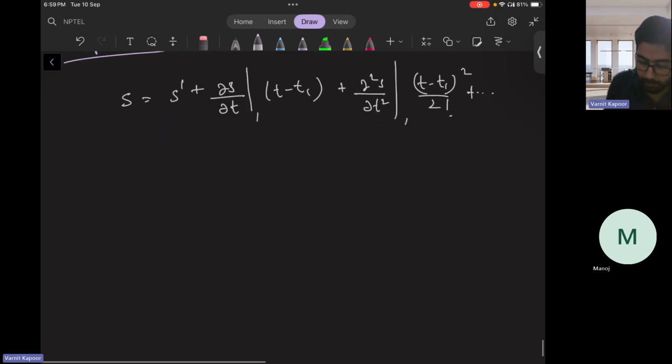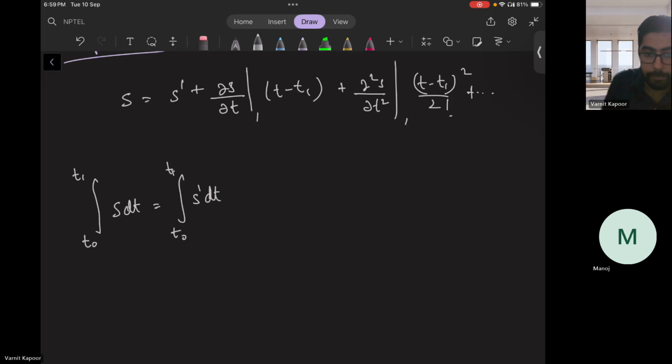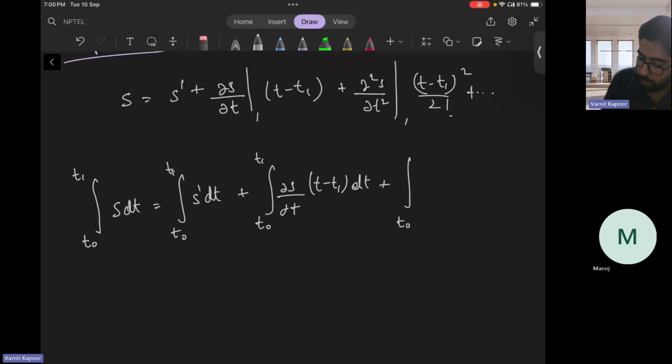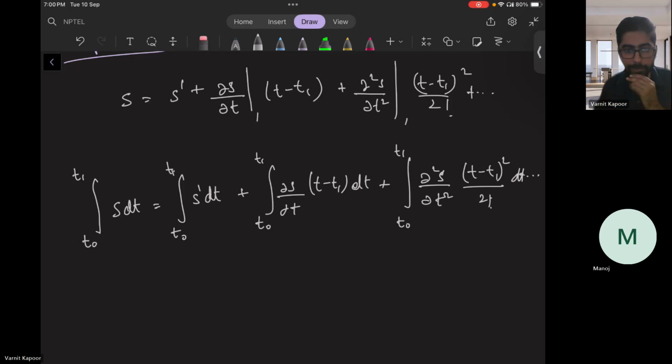Now, if you integrate from T naught to T1, that is T to T plus delta T, the integral of S dt is the integral from T naught to T1 of S1 dt, plus the integral of dou S by dou T into (T minus T1) dt, plus the integral of dou 2 S by dou T square into (T minus T1) whole square by 2 factorial dt, and so on. You have to see the truncation error in time, basically.